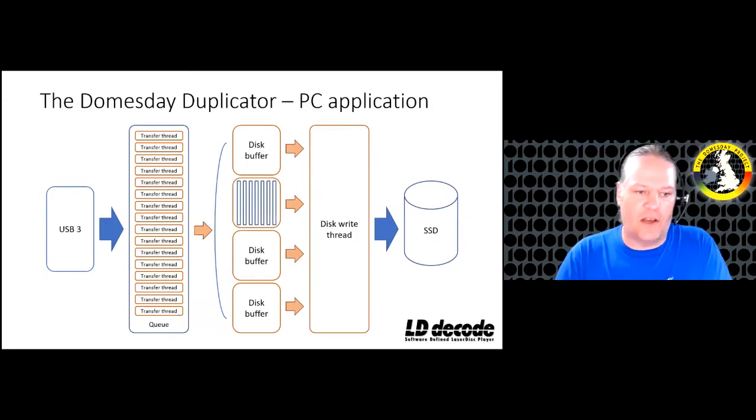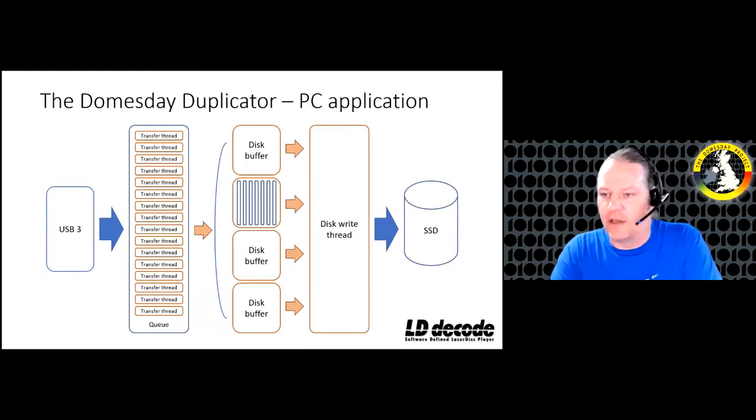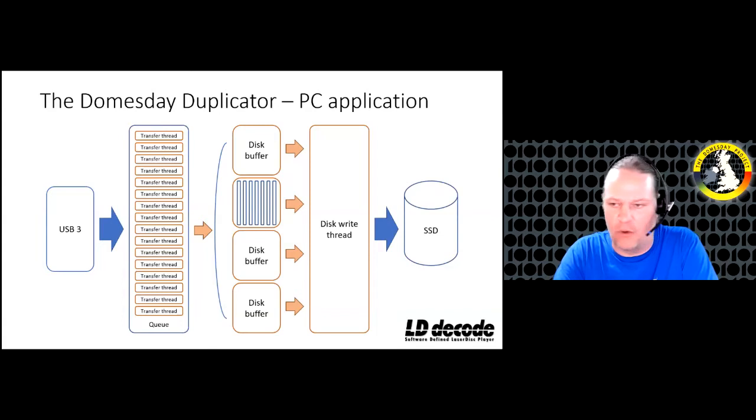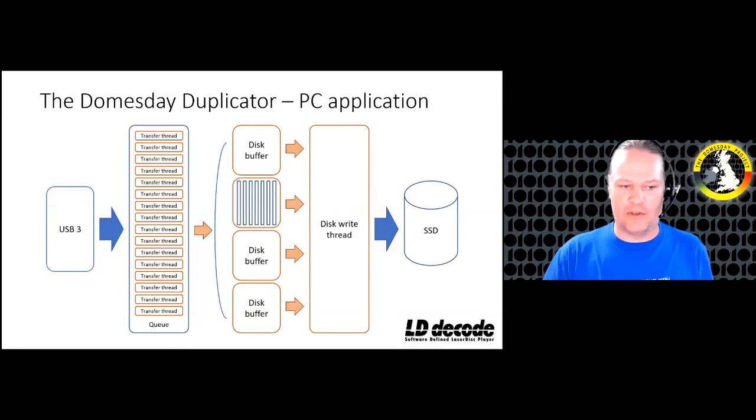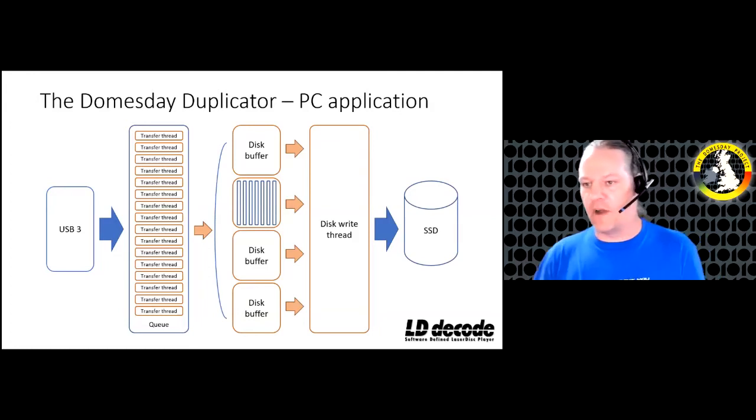On the PC side of things, you need a lot of speed to take this data and successfully store it. So pretty much if you have a spinning platter disk, it won't work. You need an SSD just to get the throughput. What's happening is the USB 3 is being handled by a whole ton of threads, so we're trying to soak up as much CPU resource as possible when we're sampling. That then goes into several disk buffers. Those disk buffers are then written out by a thread because they have to go sequentially to the drive, and then we write that to an SSD.